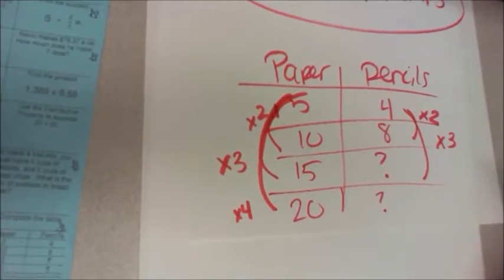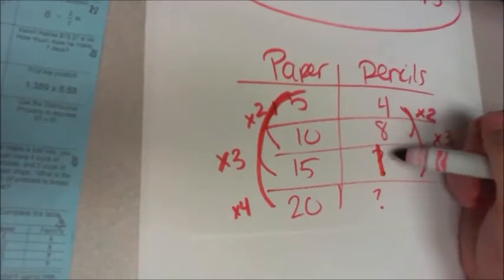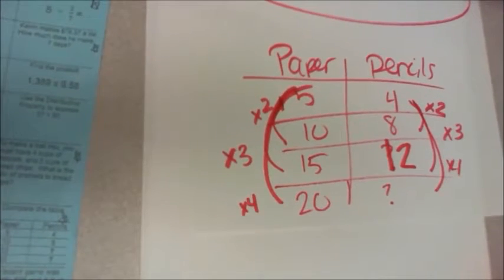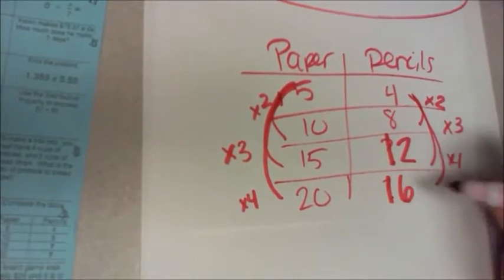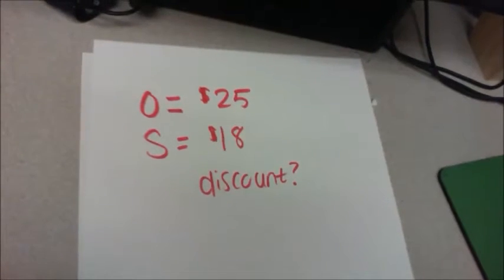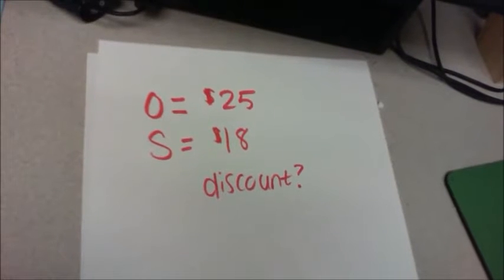4 times 3 is 12. 4 times 4 is 16. Now you finished your chart. The last one on Tuesday is a word problem, and I had to pause the video to figure it out myself for a second.